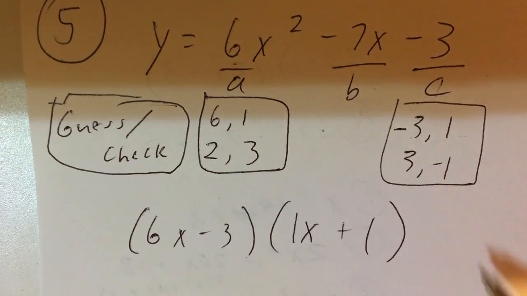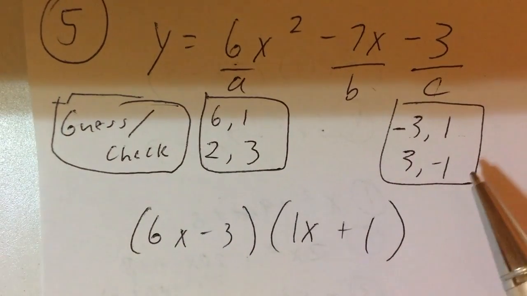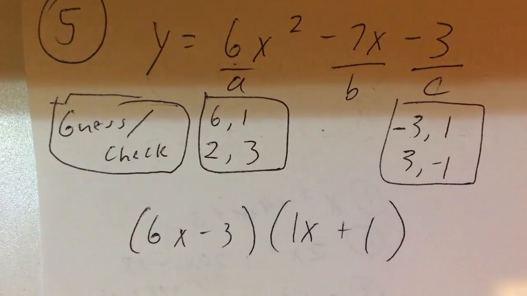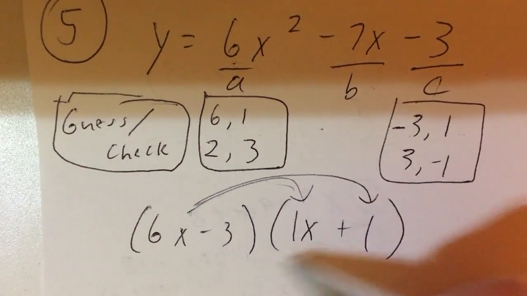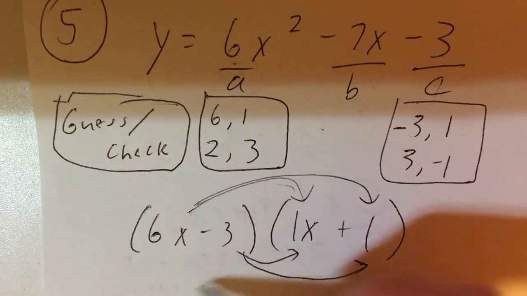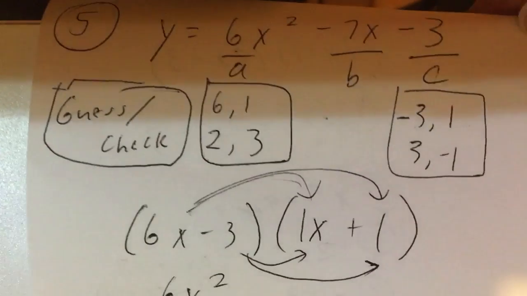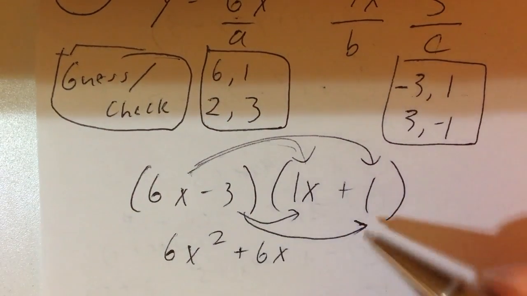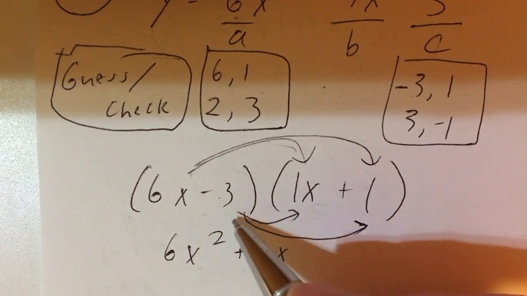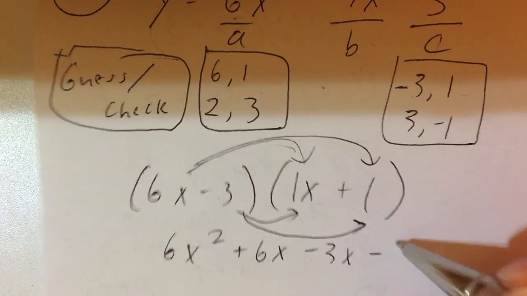Now, to actually check to see if this is the true factored form, you're going to have to distribute and combine like terms. Let's do it to see. So, for this one, I'll have 6x times 1x, that's 6x squared. Let me scroll up a bit so you can see what I'm doing. And then 6x times a +1, that's a positive 6x. And let's do this bottom set of arrows. -3 times 1x is -3x. -3 times 1 is -3.